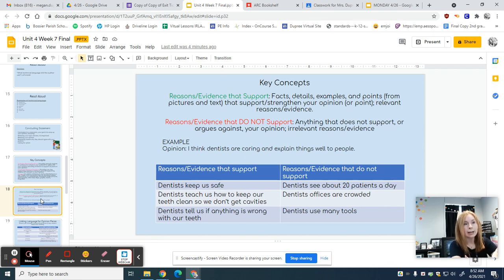So we want to go back and we want to make sure our reasons support our opinion, okay? Not just maybe interesting things we might have read throughout our story. We want to be able to support the opinion. That's what we're working on in this unit.